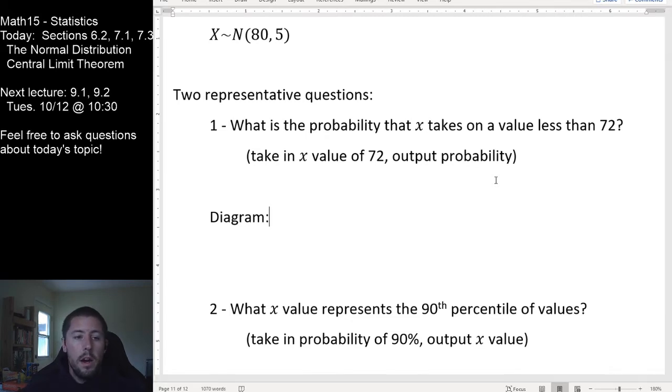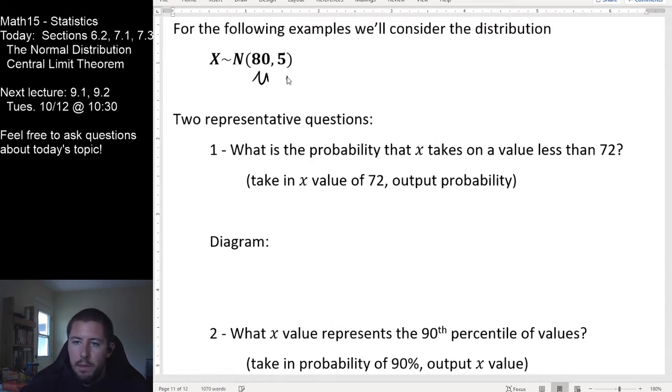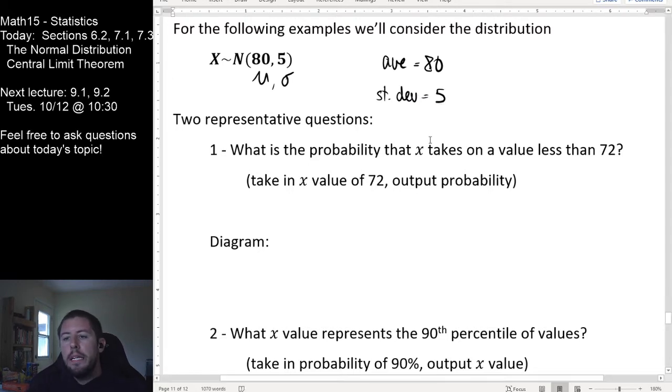So we are going to look at, for our example here, a sort of generic distribution right here. We're saying some random variable x is distributed normally with an average of 80 and with a standard deviation of 5, right? So we've got our mu, we've got our sigma right there, our average and our standard deviation. Average is 80, our standard deviation is 5. What we want to know is what is the probability that x takes on a value less than 72? In this case here, we have been given an x value, a value that is associated with the x distribution of 72.